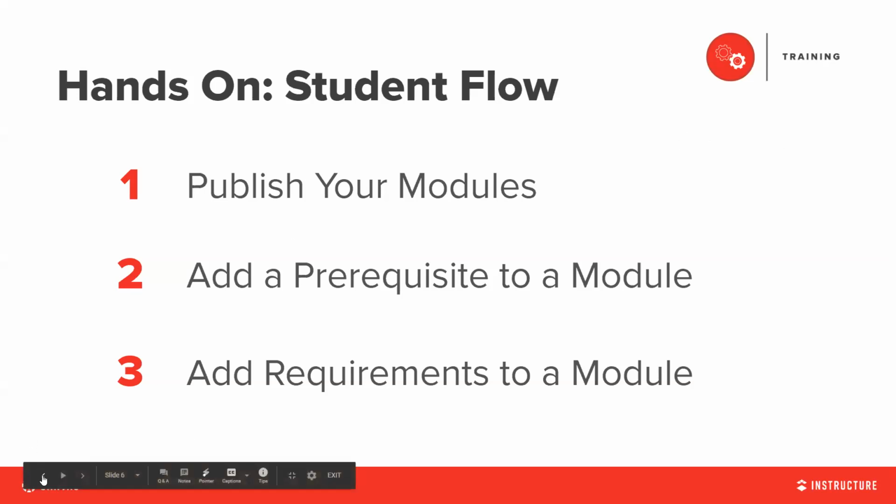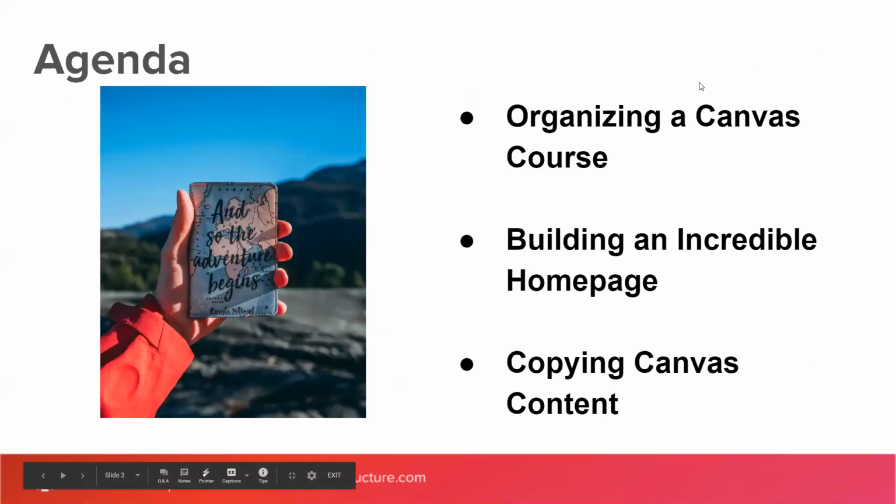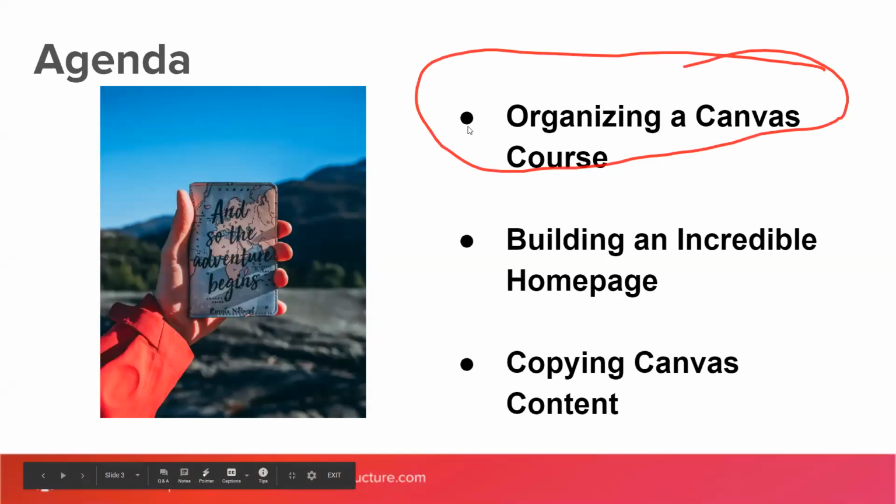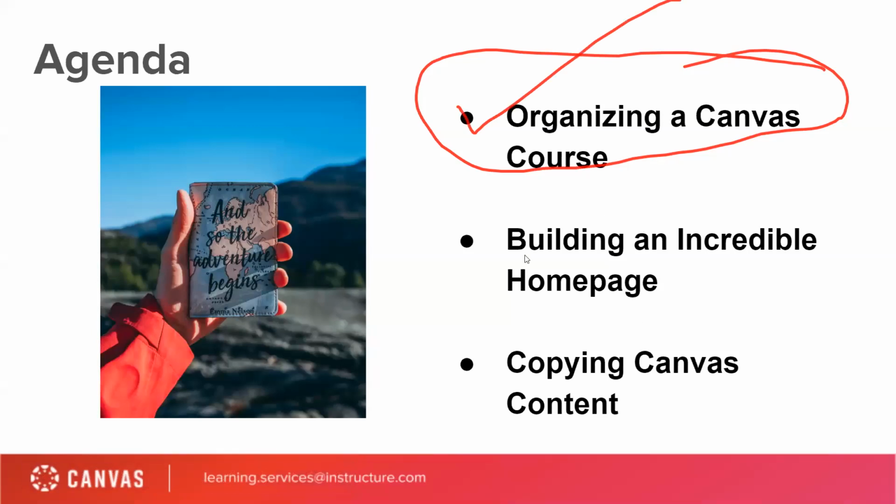To give you a little context, we talked about organizing your Canvas course with modules, so we can check that off the list. The next thing we're going to talk about is building an incredible homepage. A homepage is the first thing your students see when they come into your course, and it's an important piece, not because you have to make your course look pretty.